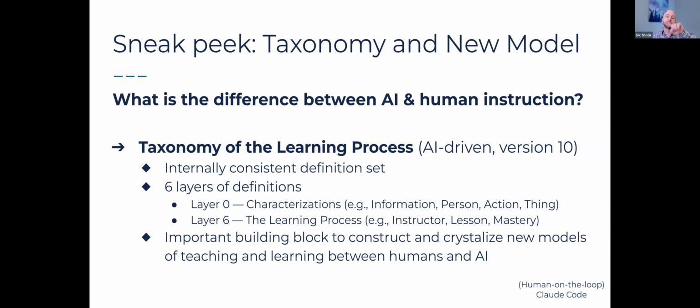And then we build up the next layer, the next layer, the next layer, the next layer, all the way to layer 6 of the learning process, which includes an instructor, what is a lesson, what is mastery. And each of the definitions of instructor, lesson, mastery build on the lower layers. So we have an internally consistent definition set that we can start looking at and then have a fair way to differentiate what is a human teacher and what is it that AI is doing in terms of instruction.